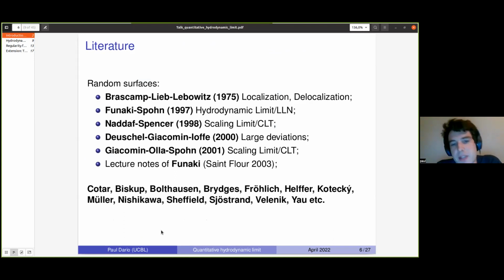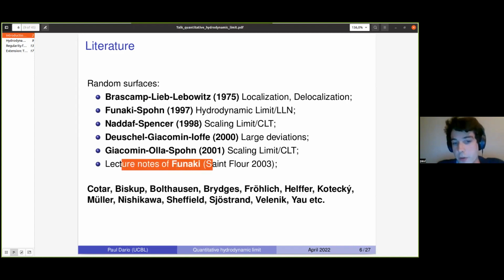So these systems have been studied quite a lot. It started with Brascamp, Lieb, and Lebowitz in 1975. I will investigate a bit the question of the hydrodynamic limit in '97, and then you have different questions that you can ask. The scaling limit, can you do large deviations on this system? These are just a few contributions. I listed the names of other important contributors.